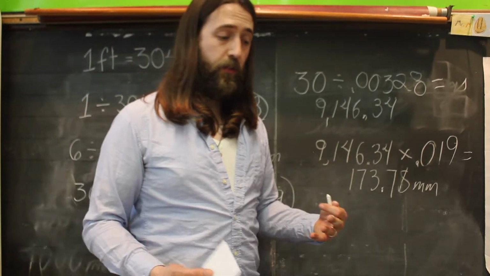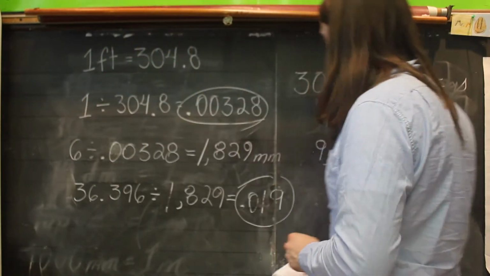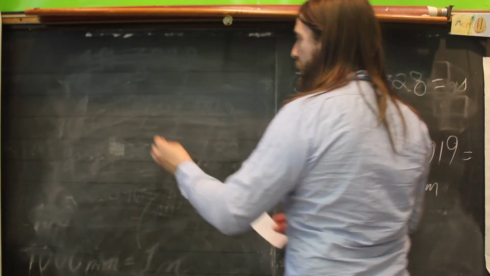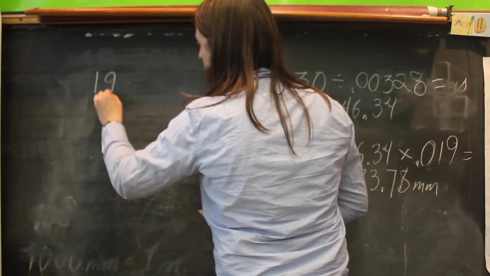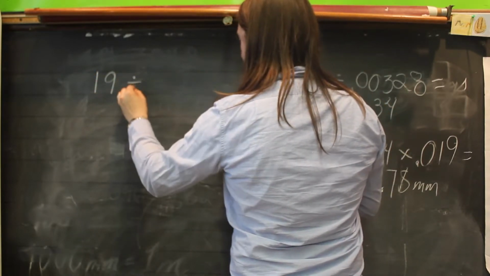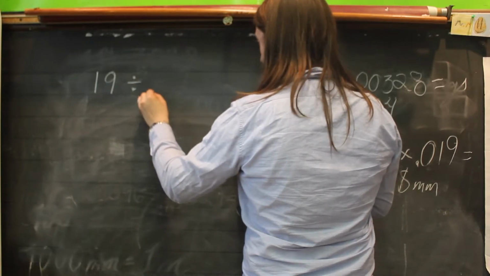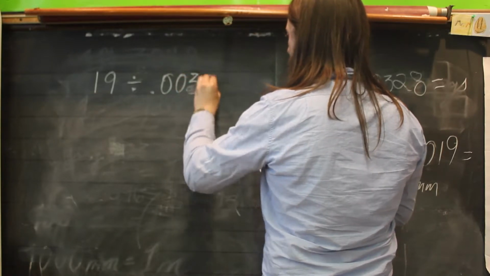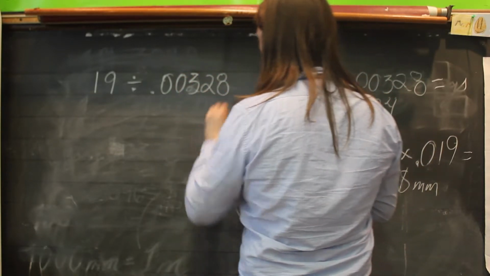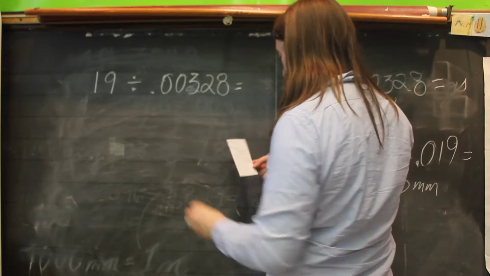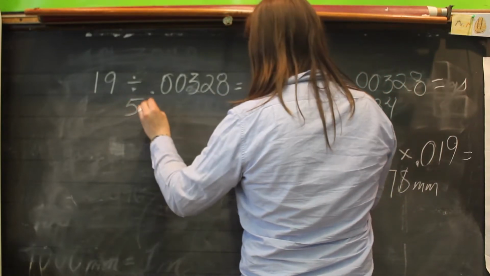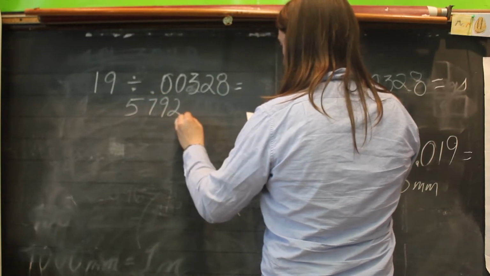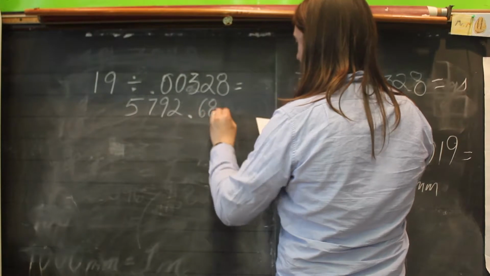Now, up next I have the 19-foot statue of the Lincoln Memorial. Again, I'm going to do 19 divided by 328 hundred thousandths. And so that's going to give me 5,792 and 68 hundredths millimeters.